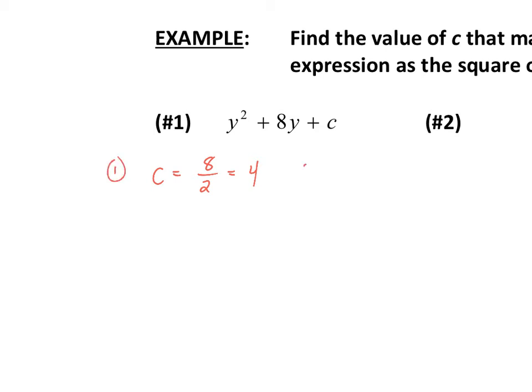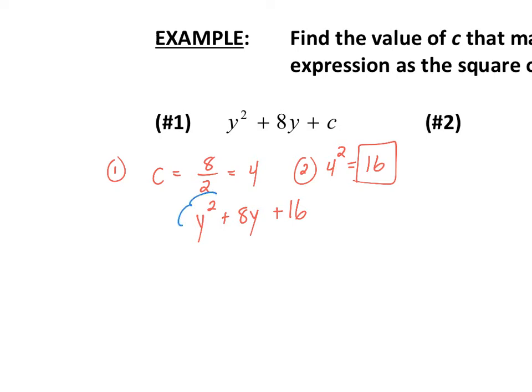Step 2 will be take 4 and you square it. 4 squared is 16. So what does c equal? C equals 16. So the perfect square trinomial is y squared plus 8y plus 16. So this is the perfect square trinomial. We found the value of c, and then it says to write it as a square of a binomial. What that means is now factor it out.